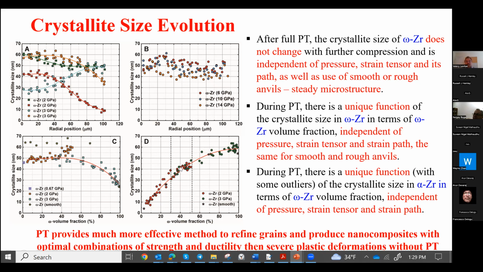So phase transition is a much more effective and economic way to produce nanostructured materials, and also in the given case to produce nanostructural composite with optimal properties, because omega zirconium is strong but brittle and alpha zirconium is weaker but more ductile, and one can find a compromise. And again, this economic way is possible only because we initially reach steady state by multiple rolling, and this significantly reduces phase transformation pressure so that we can run phase transition at low pressure.